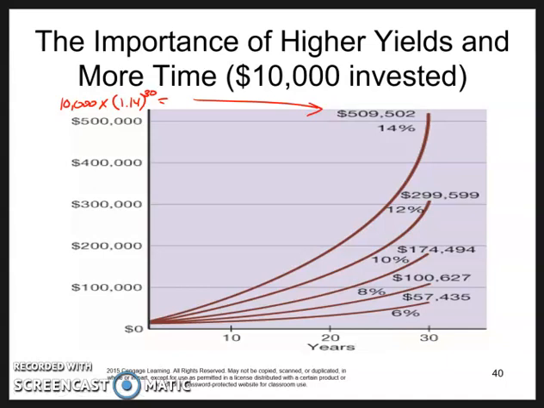So go to the opposite end of the spectrum. Here, this is just 10,000, our investment amount, multiplied by 1 plus the interest rate. That would be 1.06 to the 30th power. So that is going to end up with $57,000 versus $500,000. Obviously that's a huge difference in interest rate.